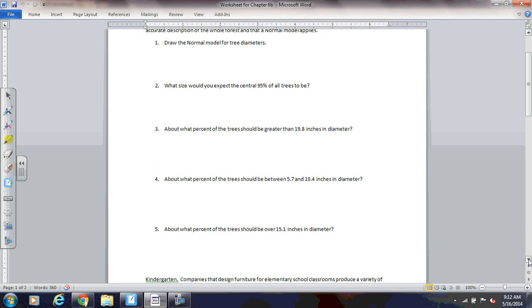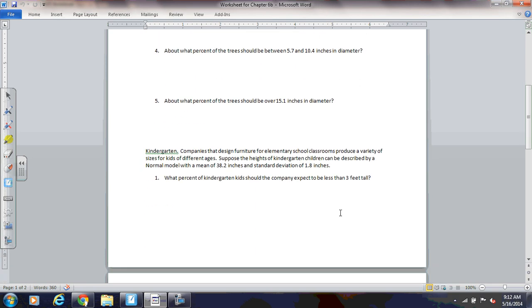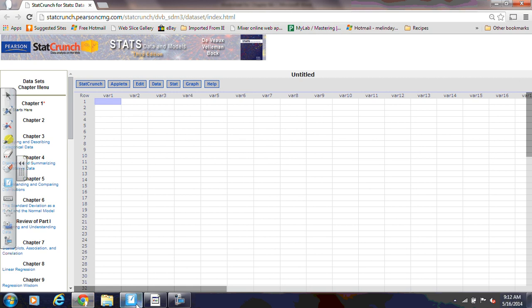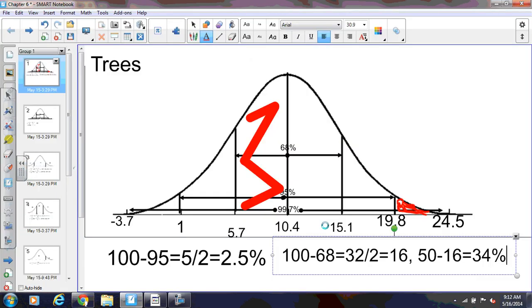Question number 5 asks, what percent of trees would be over 15.1 inches in diameter? And we kind of already answered this question because we found that the area below 5.7 and above 15.1 is equal to 32%. And so if we're just looking at the area above 15.1, we know that to be 16%. So the percent of trees that would be over 15.1 inches would be 16%.